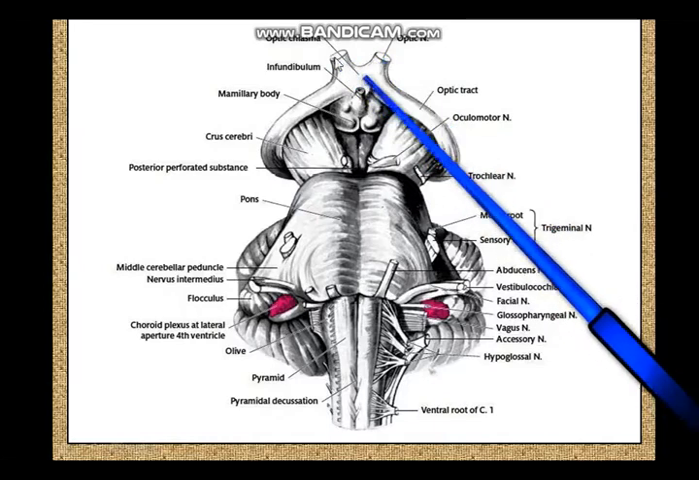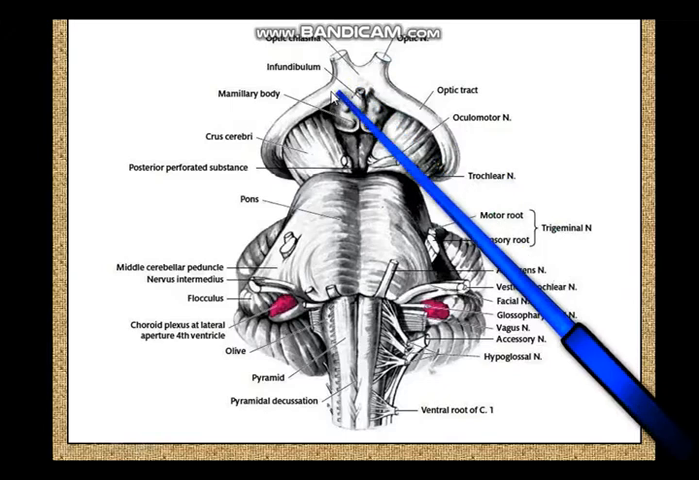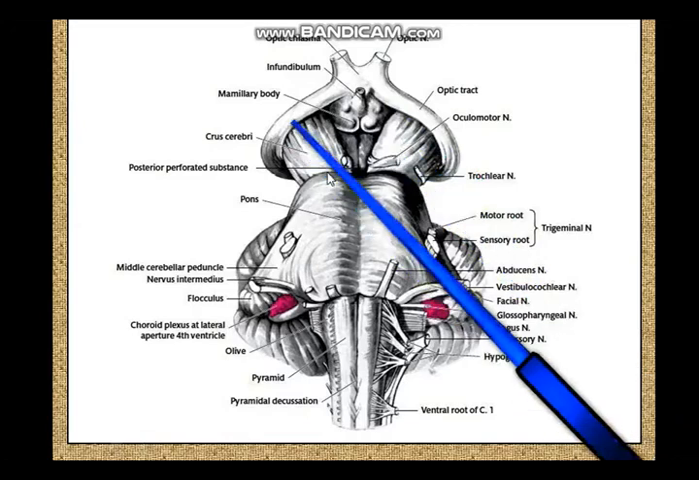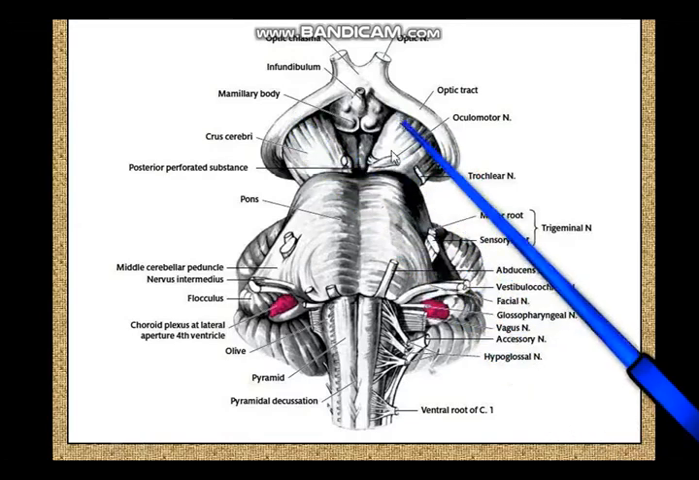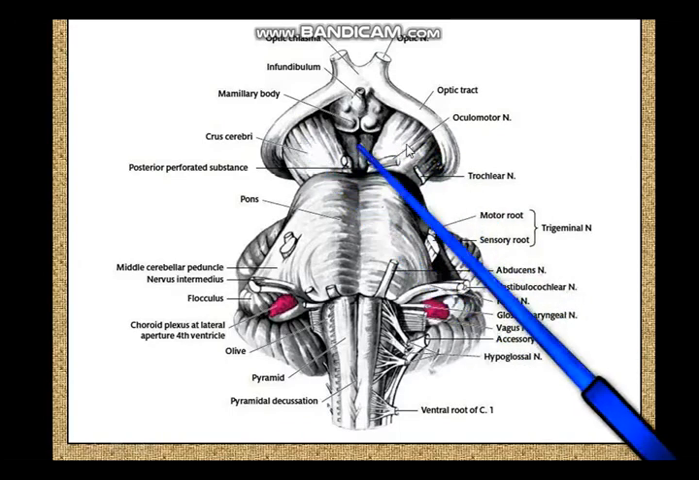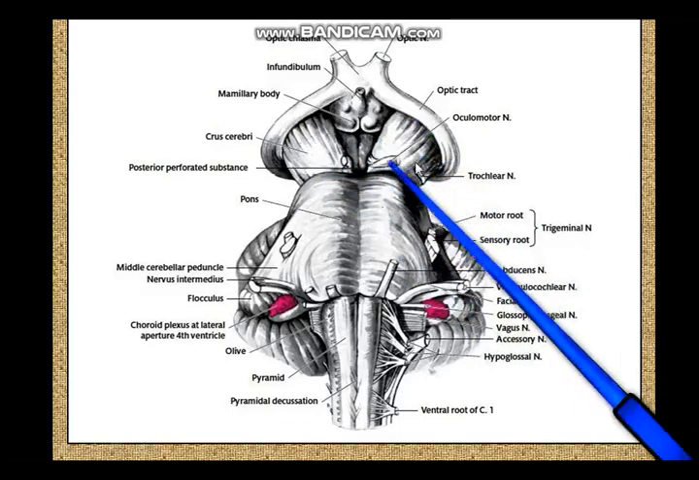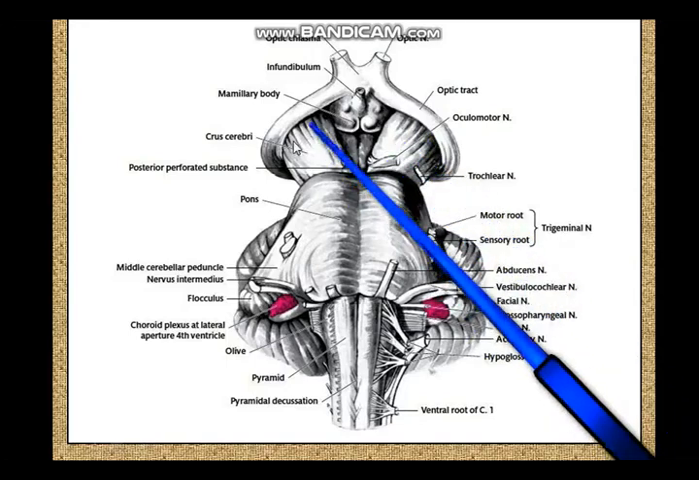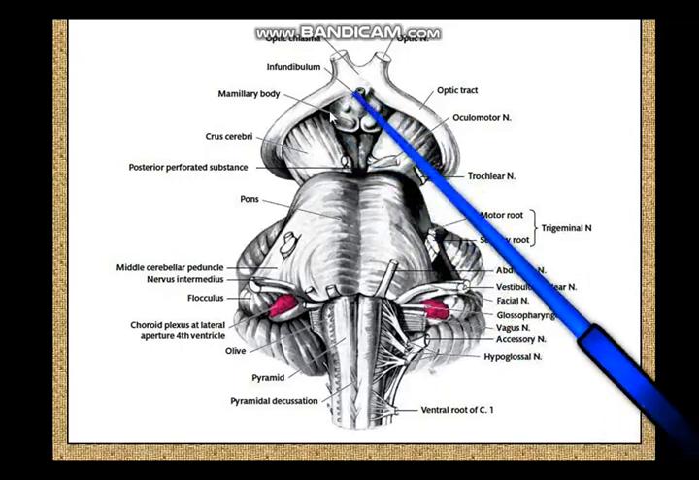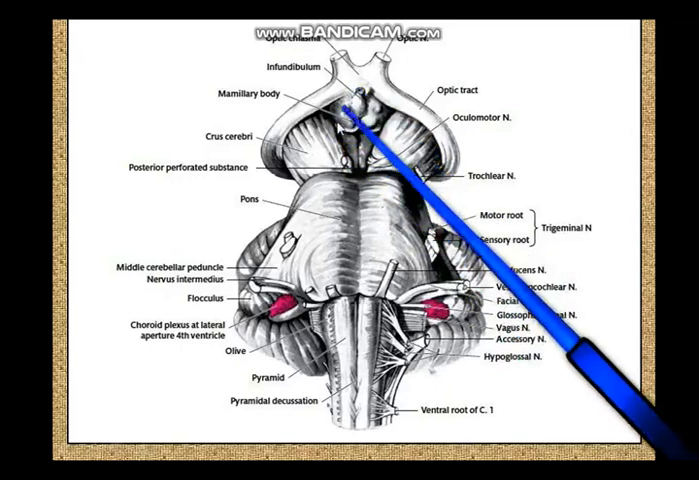High up here you can see the optic nerve. These are the optic tracts, and you can see that these optic tracts are crossing these two structures. This is the crus cerebri, together the crura cerebri. Now these are parts of the midbrain. So this is a part of the midbrain, this is again a part of the midbrain, and this is a part of the base of the brain, that is the interpeduncular fossa.